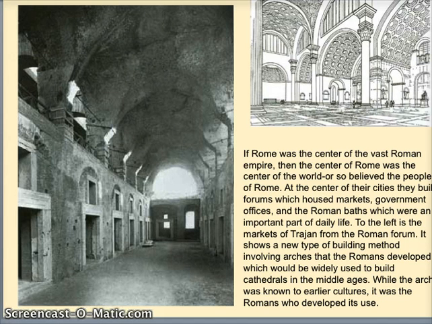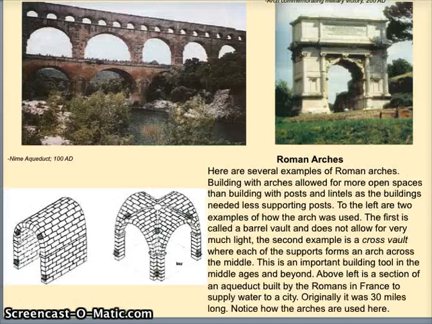To the left is the Market of Trajan from the Roman Forum. It shows a new type of building method involving arches that the Romans developed, and this would be widely used to build cathedrals in the Middle Ages and in the Gothic times. While the arch was known to cultures before Rome, it was the Romans who really developed its use and found ways to create buildings that had not before been created using the arch.